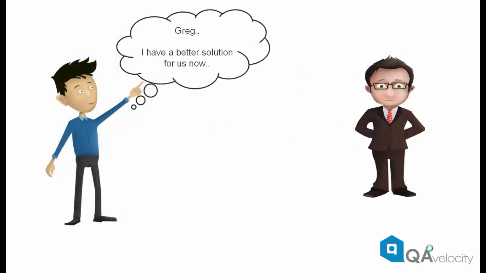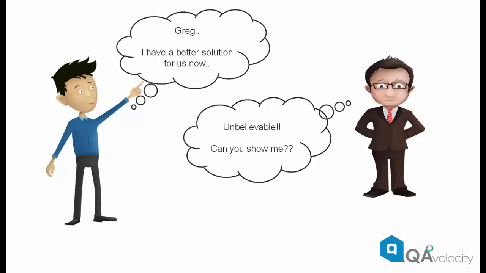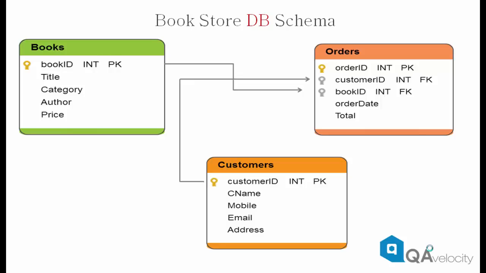He went to Greg and said, "Hey Greg, I have a better solution for you now. Now I can easily answer your queries, and we will be able to manage our books and customers." So Greg, in excitement, asked Jeff to show his innovation. Jeff shows the table structure of the database. He has created a books, customers and order table.